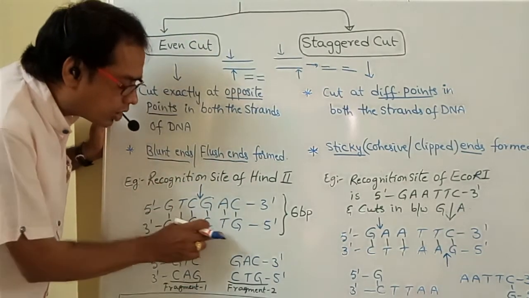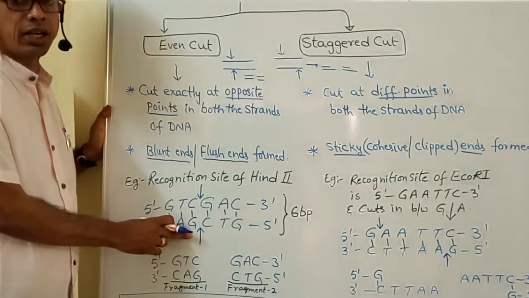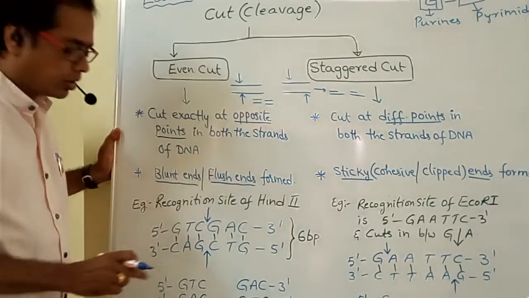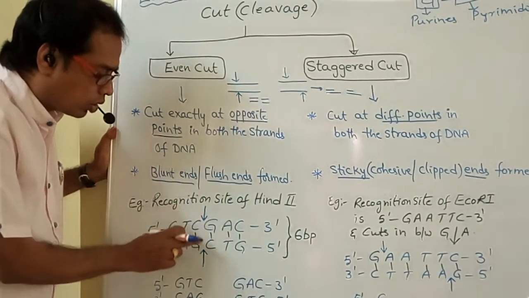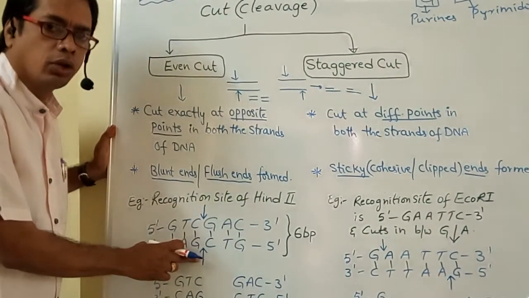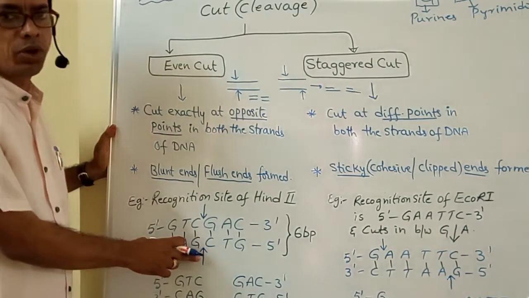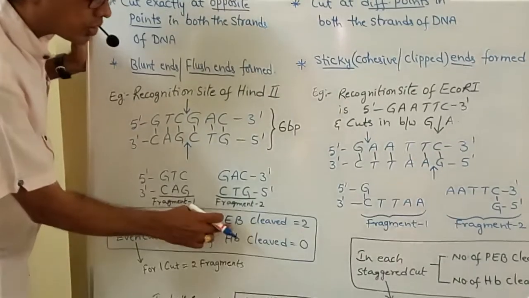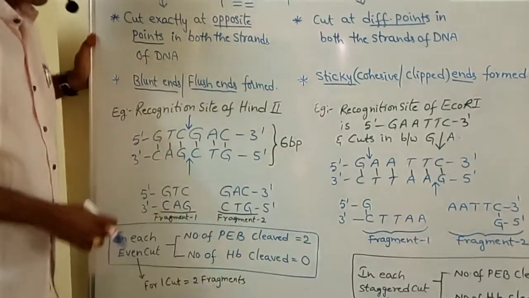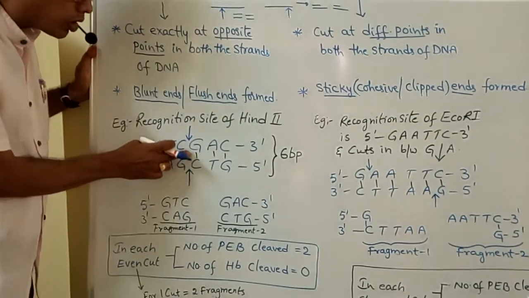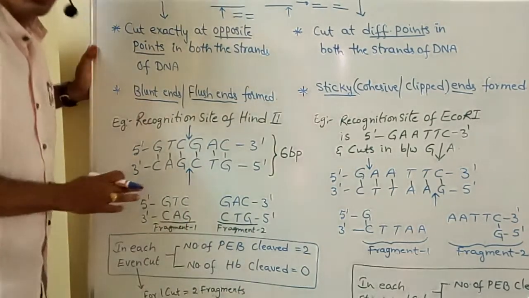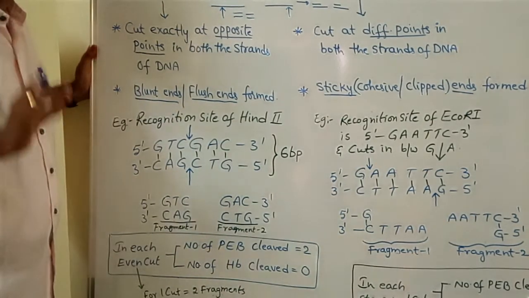In this strand also, one phosphoester bond is cut. So the number of phosphoester bonds cleaved means upper strand 1, lower strand 1. Total 2 phosphoester bonds. In each even cut, the number of phosphoester bonds cleaved means 2. Is there any breaking of hydrogen bonds? No. So the number of hydrogen bonds cleaved in even cut means 0.